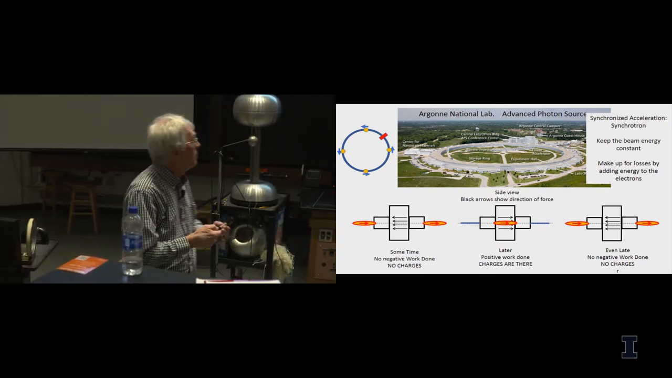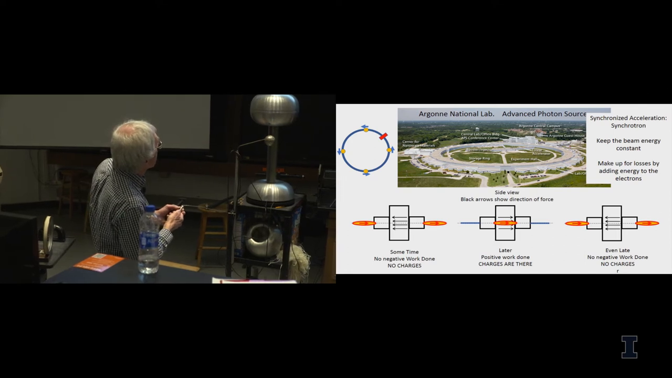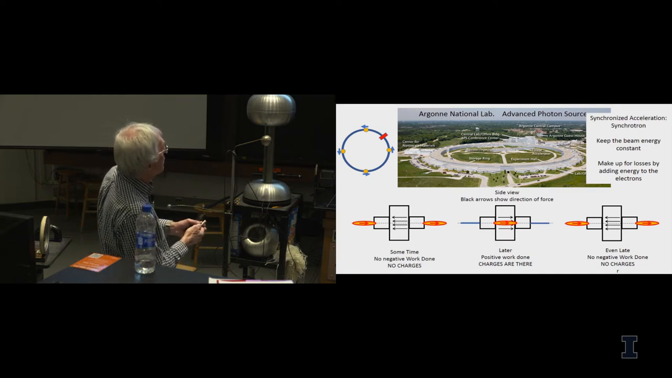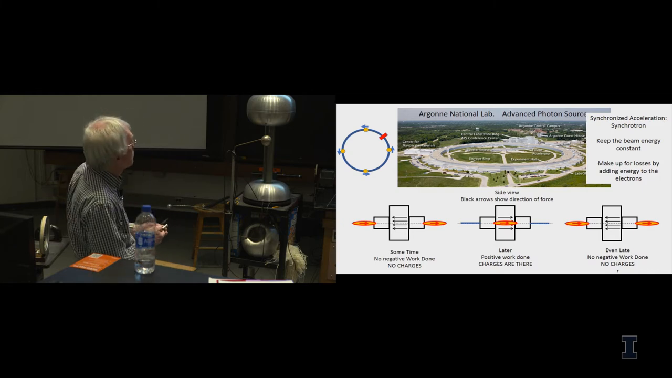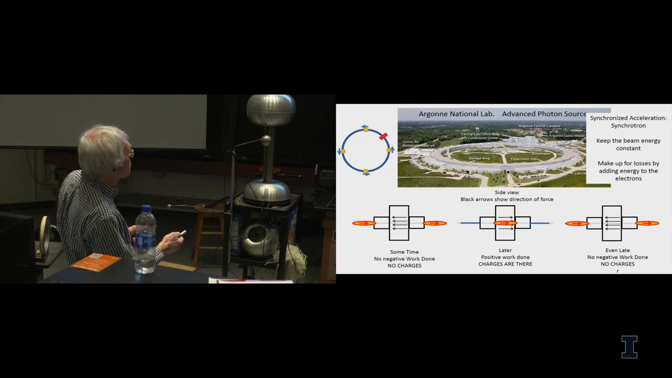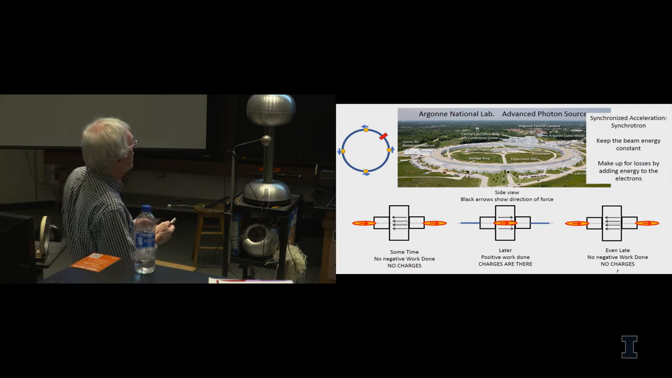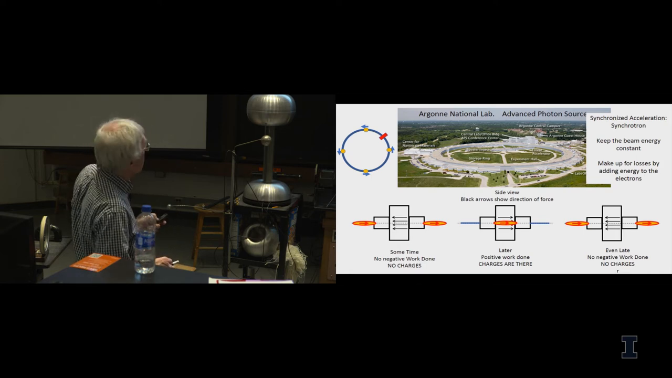And the microwave has changed the force direction here. And happily, that's where the electron happens to be. A half a cycle later, once again, the force is in the opposite direction, but there aren't any electrons there. And so no work is being done on the electron. Here positive work is being done. The charges are there. And when the field is pointing in the wrong direction, there's not any electrons there, and so there's no negative work being done.